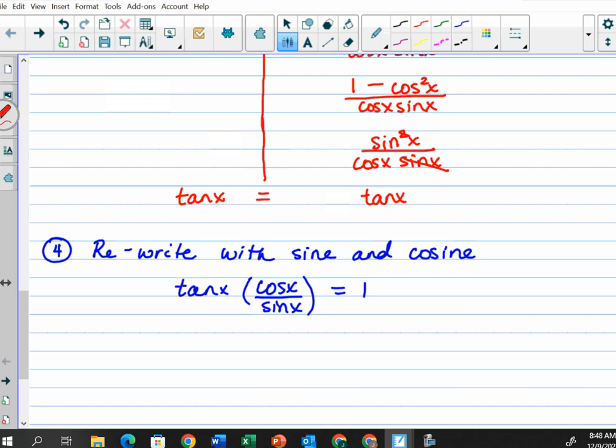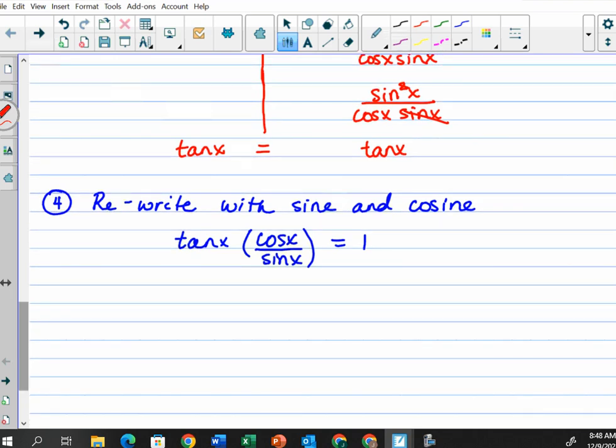Again, multiple ways you could do this. If we rewrite the tangent as sine over cosine, you can see cancel, cancel, cancel, cancel. 1 equals 1. You absolutely could have turned cosine over sine into cotangent and that's totally fine. So that works too. There are so many of these with lots of ways to do it.